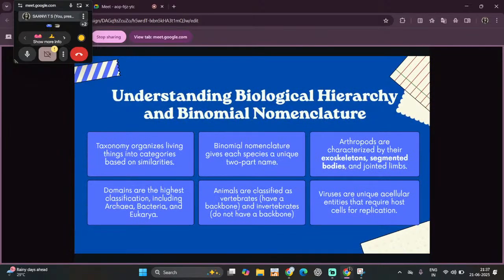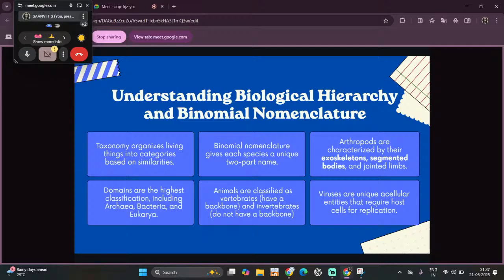So let's go on to understand the biological hierarchy and binomial nomenclature. Taxonomy organizes living things into categories based on similarities. So you must be having a chapter on the different classifications of animals and plants. In the same way, here we are going to categorize on the same similarities. The binomial nomenclature gives each species a unique two-part name.